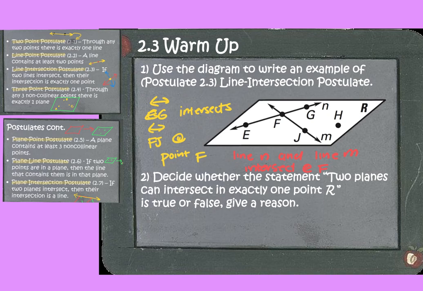Number 2 says to decide whether the statement two planes can intersect at exactly 1 point R is true or false and give your reason. False. And why? Because planes intersect at a line. Good. False. Planes intersect at a line, which is the plane intersection postulate. Would I have to have said that it was plane intersection postulate?